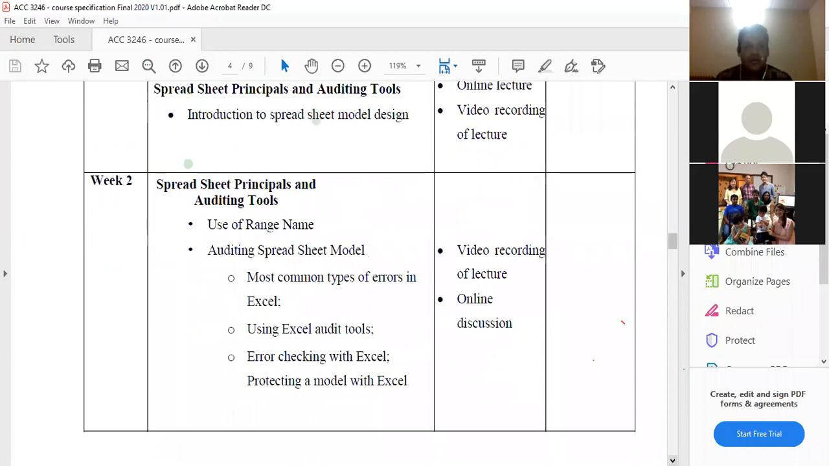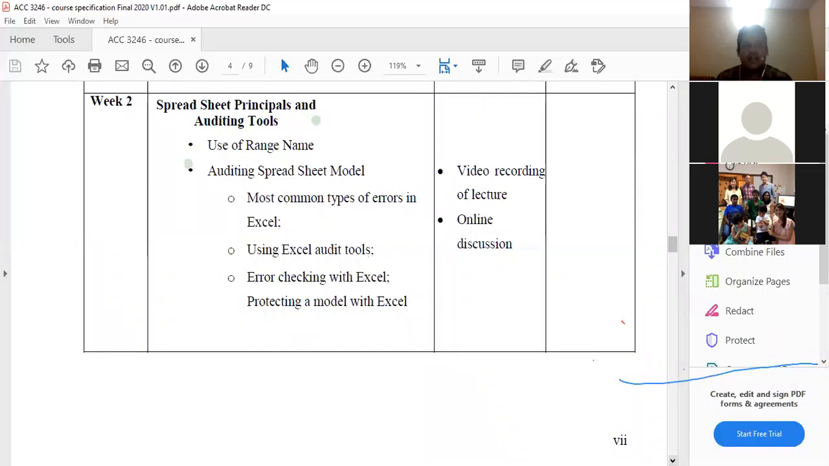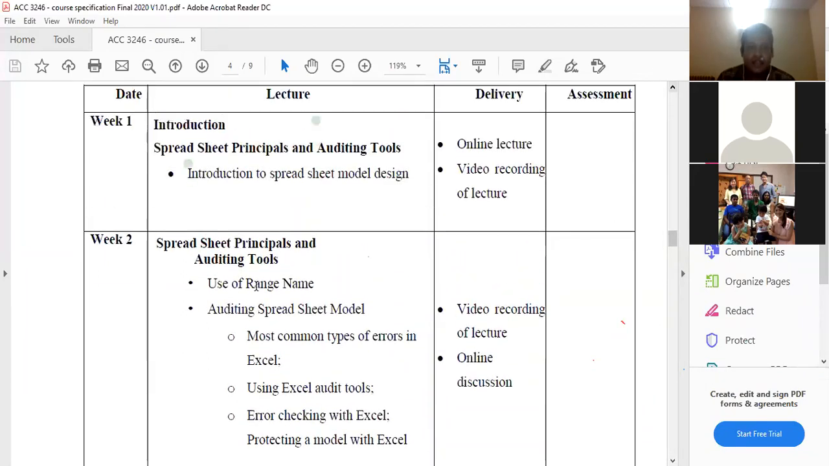Then in week 2, we are going to discuss one of the key theoretical aspects of accounting modeling: the spreadsheet principles and auditing tools. We'll be putting down a strong theoretical foundation, which is very much needed throughout this course. That is the second class discussion. In the content, we'll give some introduction to spreadsheet model design.